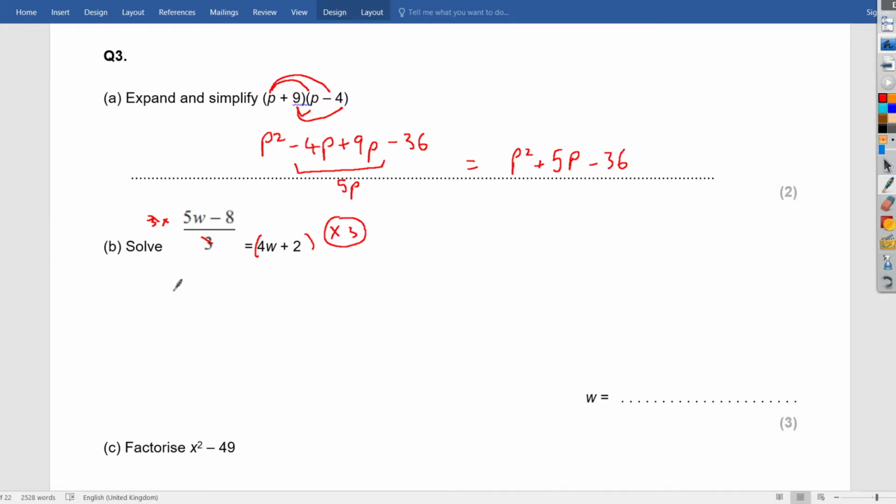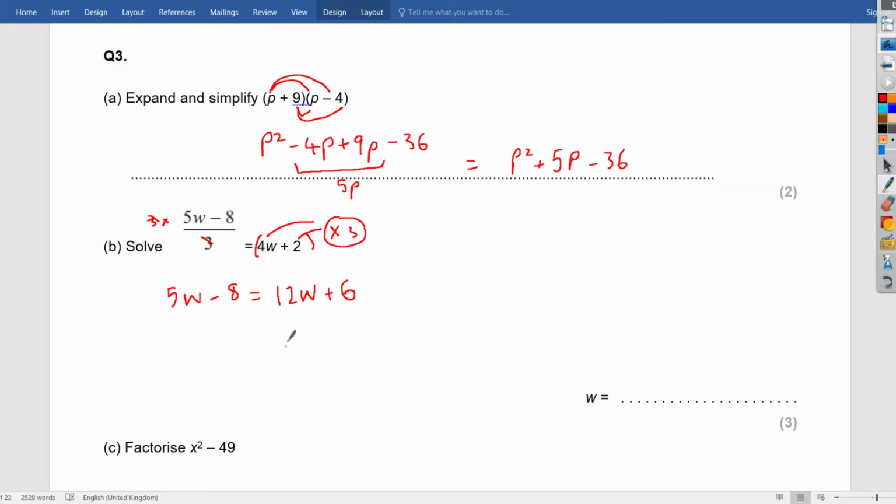Realize you times everything by 3, so that divide by 3 is gone to the other side by multiplying by 3. So what we're left with on the left hand side, we got 5w minus 8, because the 3 has gone to the other side, and we've done the opposite. The inverse of divide by 3 is times by 3. Now when we times this by 3, we need to times everything by 3. We need to times the 4w by 3, and then we need to times the 2 by 3. So 4w times 3 is 12w, and 2 times 3 is 6.